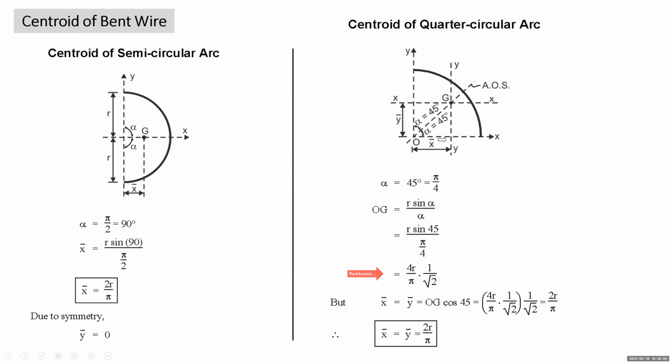What will be x bar? OG cos 45. What will be y bar? OG cos 45. So OG is 4r upon pi into 1 by root 2, and cos 45 is 1 by root 2. So it comes out to be 2r by pi. So this way we prove that the centroid of a quarter circular arc is at a distance of 2r upon pi from each base. From this base 2r upon pi, from this base also 2r upon pi.